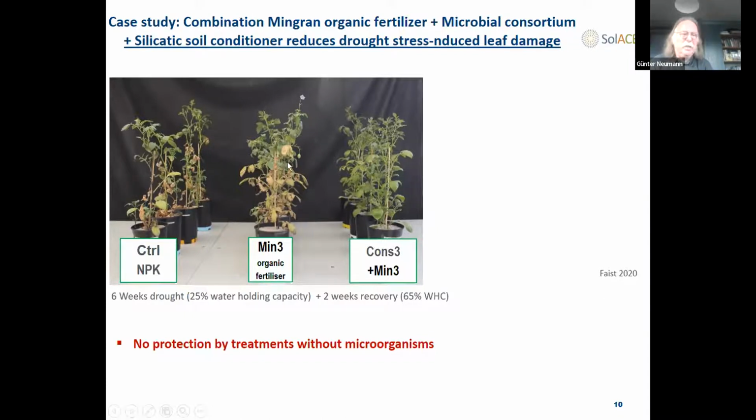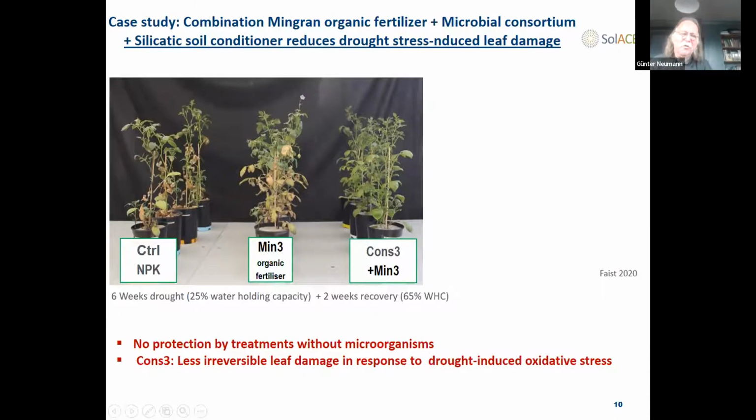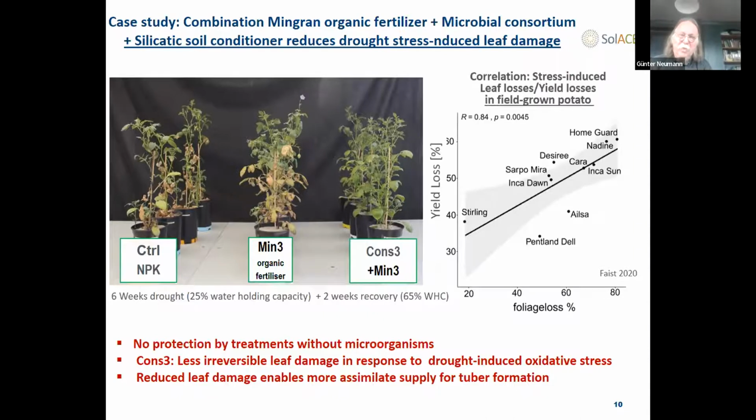So this is how these beneficial effects looked. We had no protective effects of the treatments without any microorganisms. We see a lot of drought-affected leaves which could not recover even 2 weeks after rewatering. And the plants which were treated with the mini-gran formulation and the consortia showed a much lower level of leaf damage, related to less oxidative stress induced by the drought treatments. And of course, this enables more leaf area which is photosynthetically active to provide carbohydrates for tuber formation.